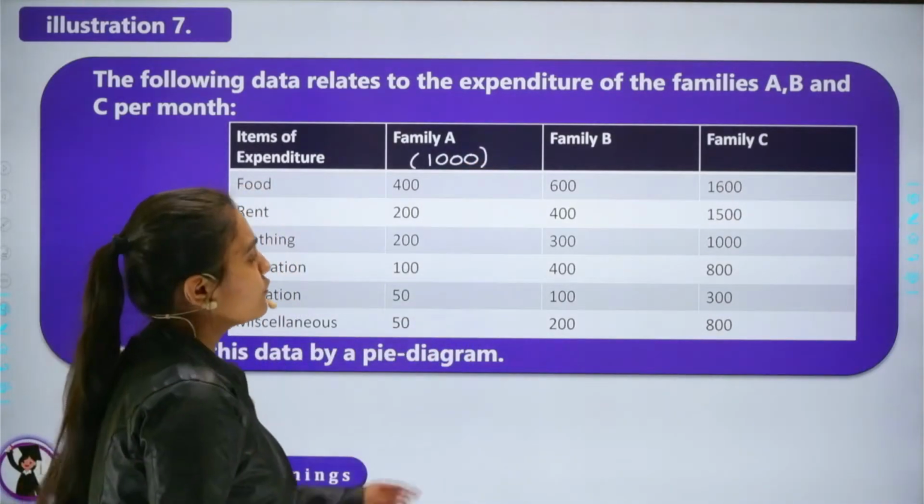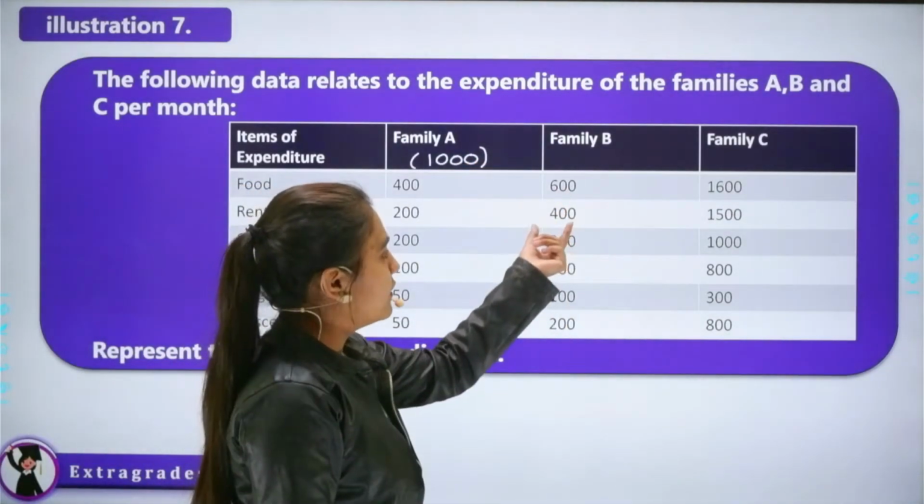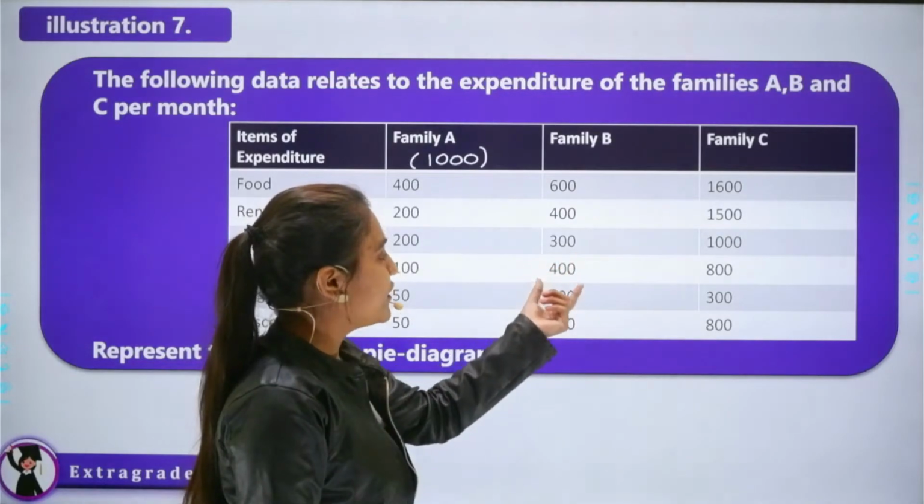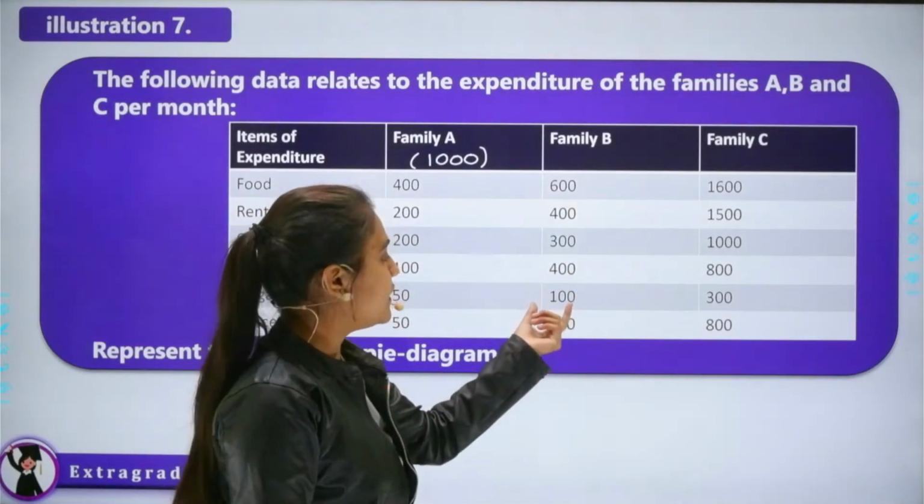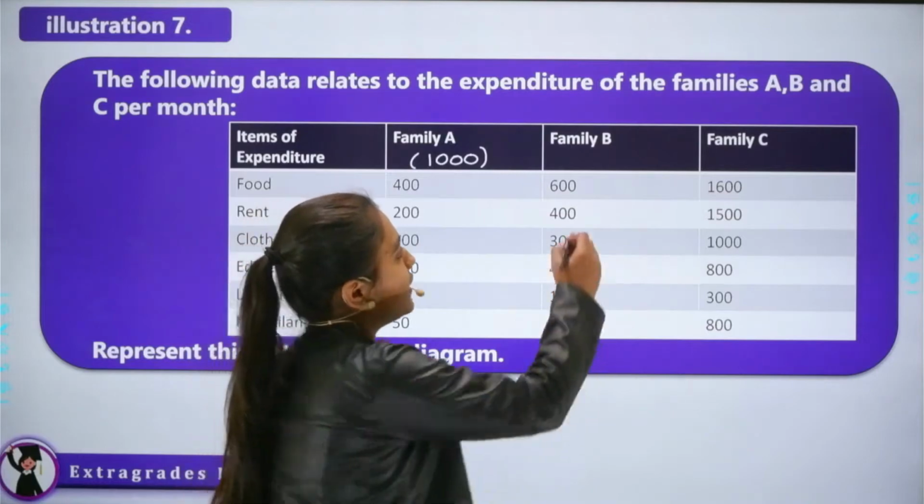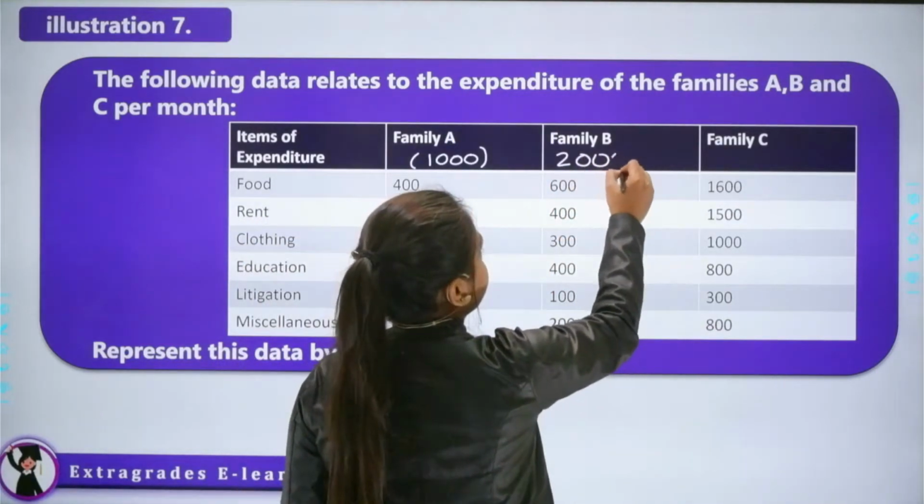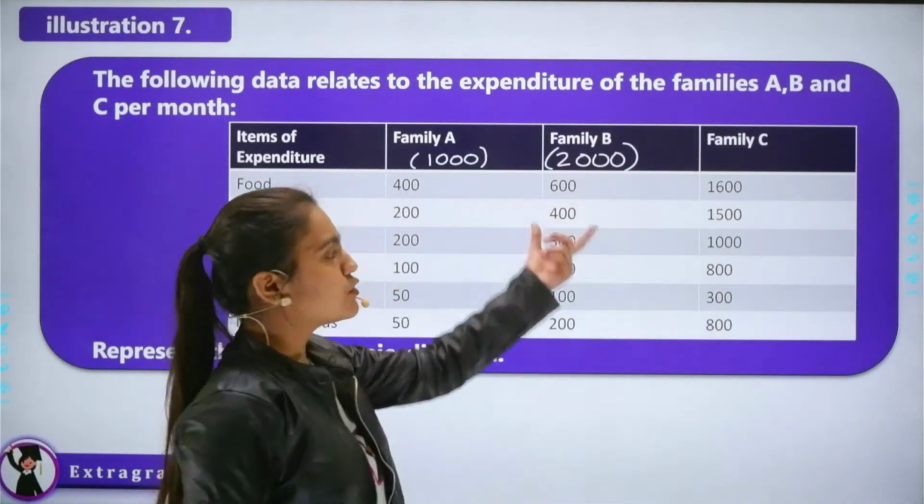1000. Now for family B: 1000, 1000, 1300, 1300, 1700, 1700, 18, 19, 20. This means 2000. The total for this family becomes 2000.